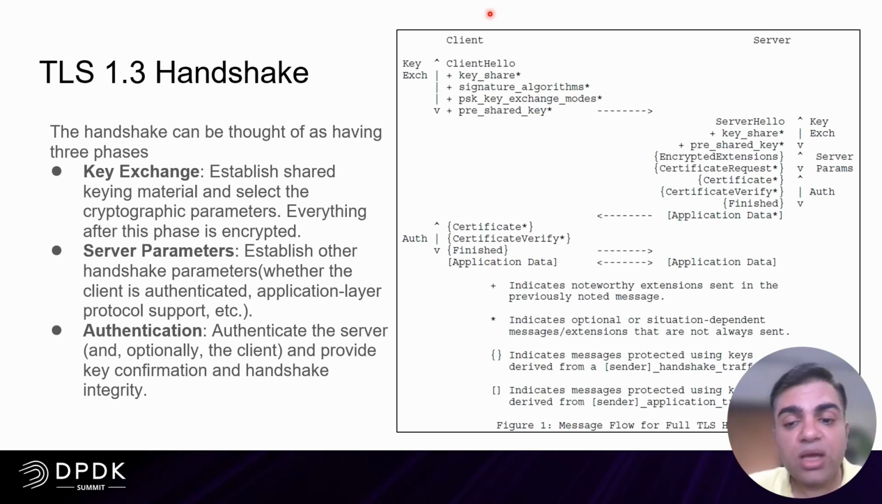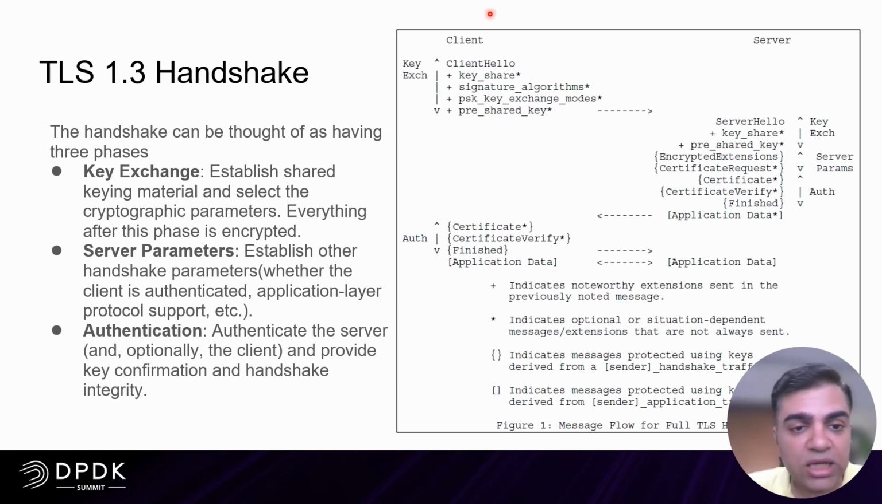In the second phase, the server sends two messages to establish certain server parameters. The first one is the encrypted extensions. It sends responses to client hello extensions that are not required to determine the cryptographic parameters. The second is the certificate request. It includes certificate-based client authentication parameters.